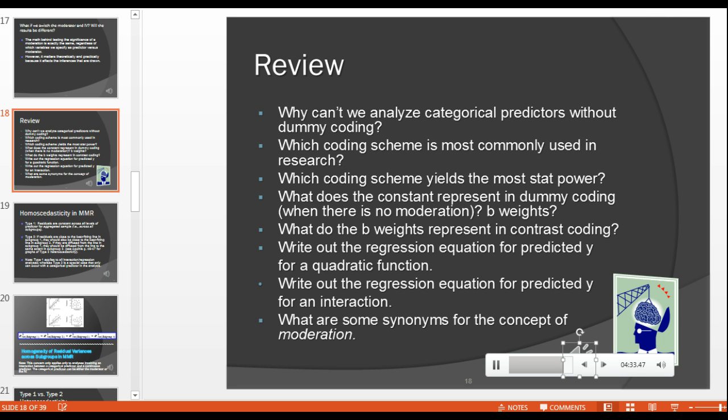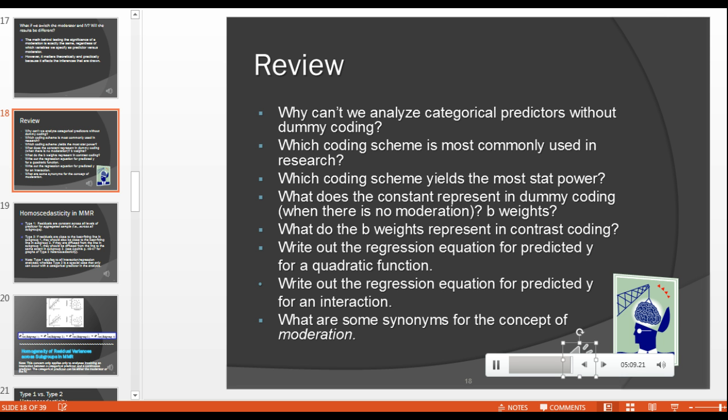Write out the regression equation for predicted value of y for an interaction. I typed that out for you in the notes at the bottom of the slide. The predicted value of y is equal to the constant plus the b weight for x times the observed value of x plus the b weight for z times the observed value of z, and then a third b weight for the interaction term, multiplied by the product of x and z, or the predictor and the moderator.